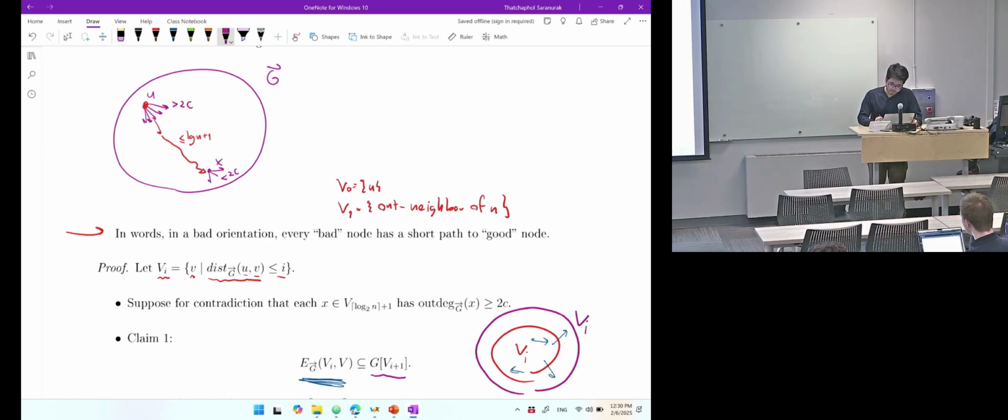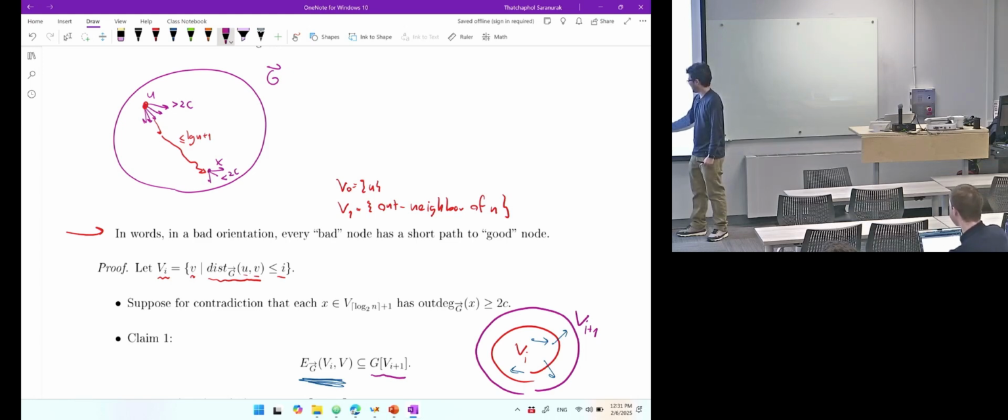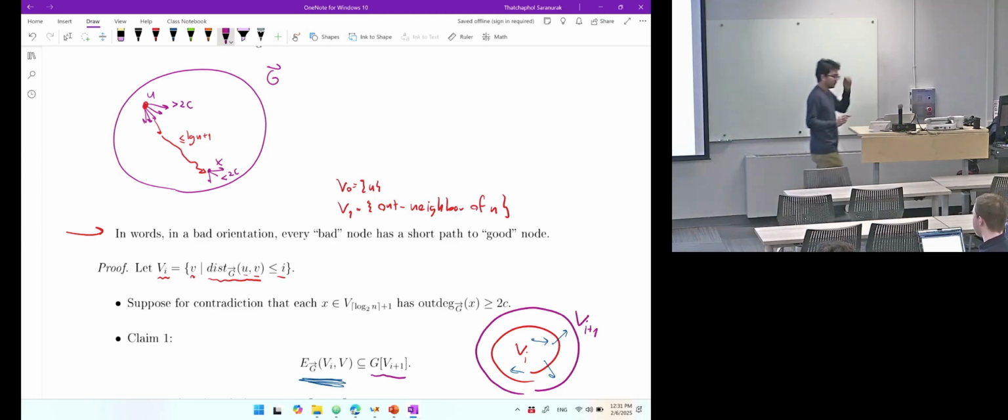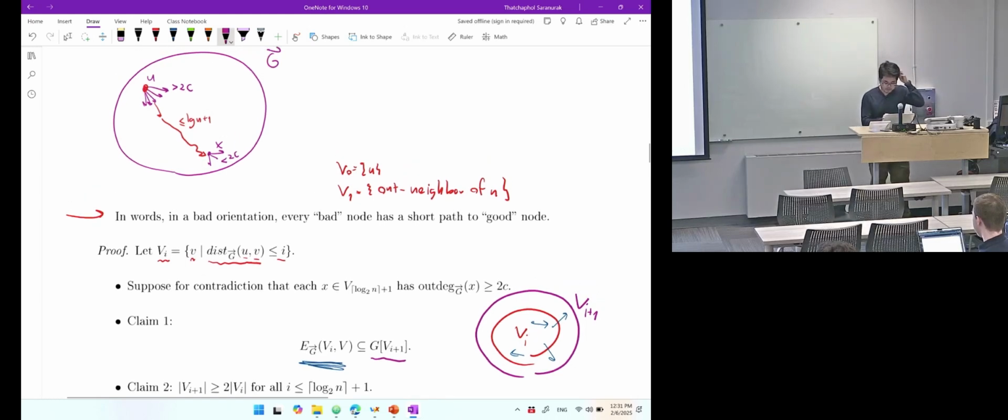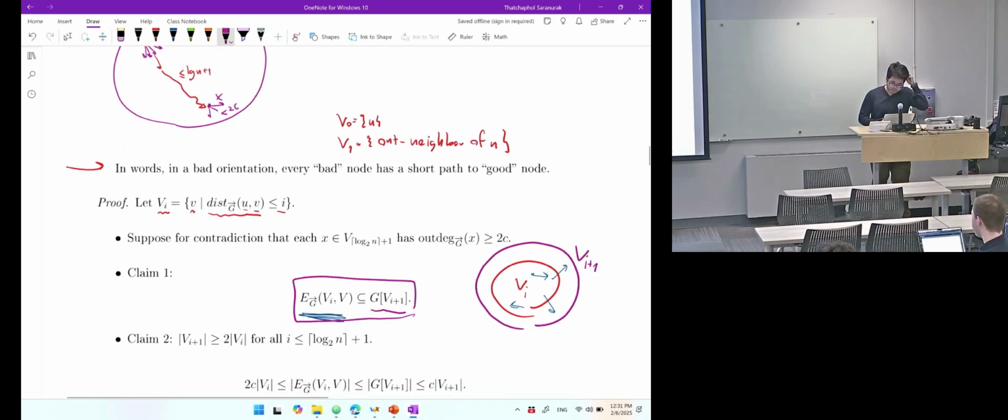This is V_{i+1}, and this is just the graph induced by V_{i+1}. All the blue edges must be inside this graph because this edge may point outside V_i, but if it points outside V_i, it means that the distance of this node to U is at most i plus 1. Okay. Is this clear? Okay. So we have this.